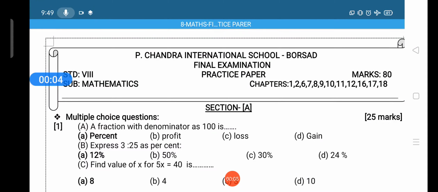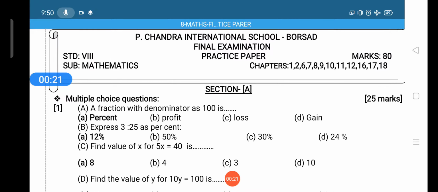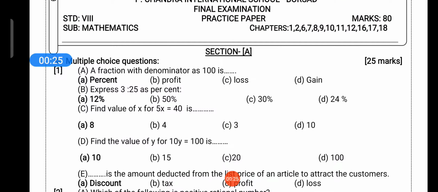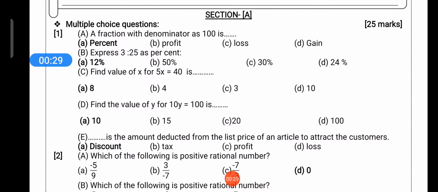So in our mathematics, we will continue our revision of the final examination. In the chapters, the syllabus is completed, and we have already started our revision. I want to start with Section A. If any correction or any error would be there, I will let you know. Section A is multiple choice questions.